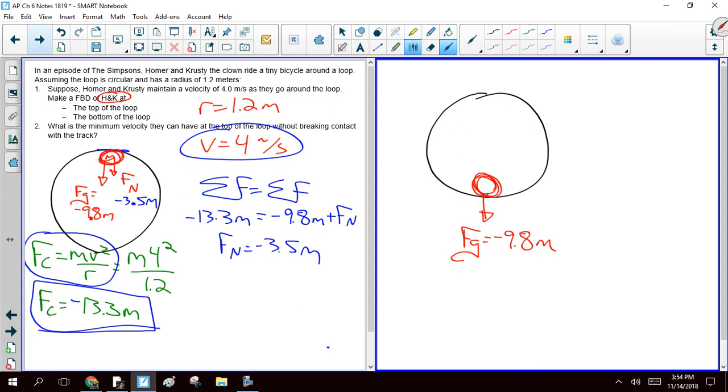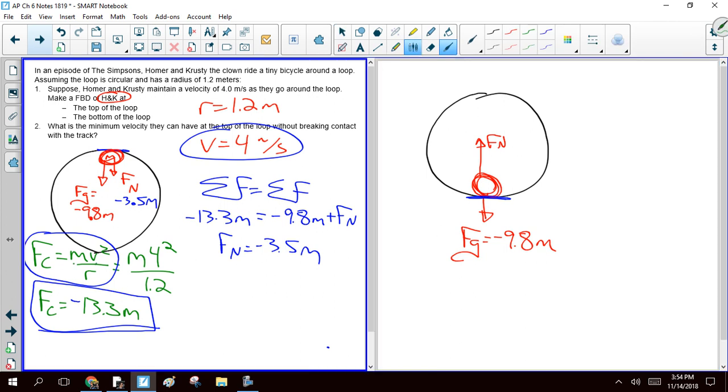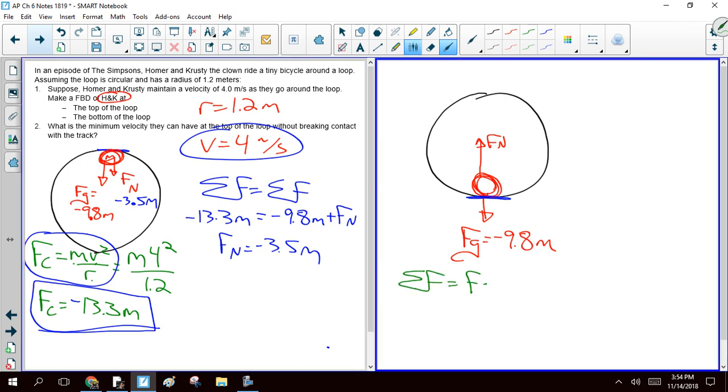And there's a normal force, but now the surface of the track is below that. So that means that my normal force now has to be pointing up, right? Okay, now we're still moving at the same speed we were before, right? So we've still got the same mass, same velocity, same radius. We're going to have the same centripetal force. So that means, just like in the last example, my net force is still my centripetal force.